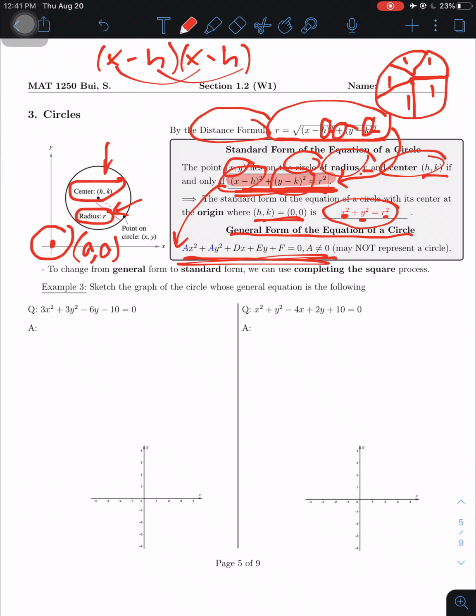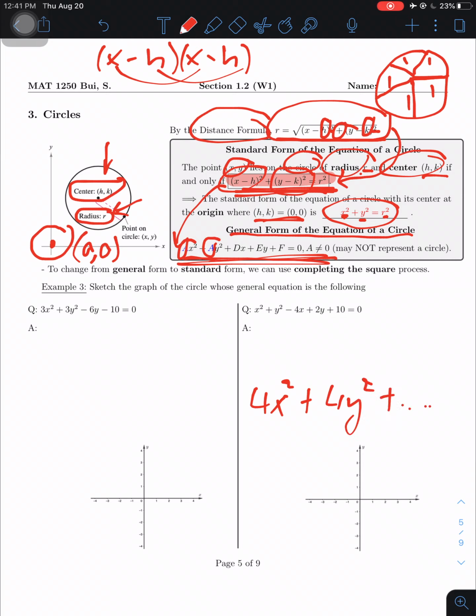If you want, you can do it for fun, or you can look it up. The proofs on the internet are everywhere. And if you notice one thing, for a circle, they will have the same coefficient, or the same front number, for x squared and y squared. So if I give you something like, let me write here, 4x squared plus 4y squared plus blah, blah, blah.